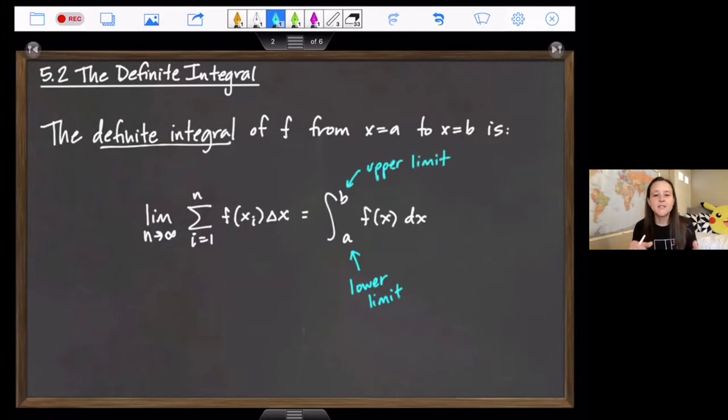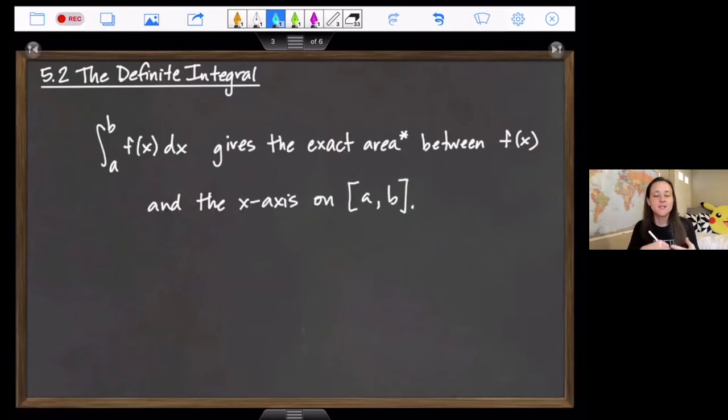And of course, this does have a connection with those antiderivatives, and we're going to get into that whenever we get into section 5.3. For the rest of this video, we're going to focus on the area meaning of this definite integral and a couple of quirks that come along with it. So this definite integral I mentioned has a couple of quirks, and we're going to get to the first one here. The definite integral of f of x from a to b gives the exact area between f of x and the x-axis on an interval a to b.